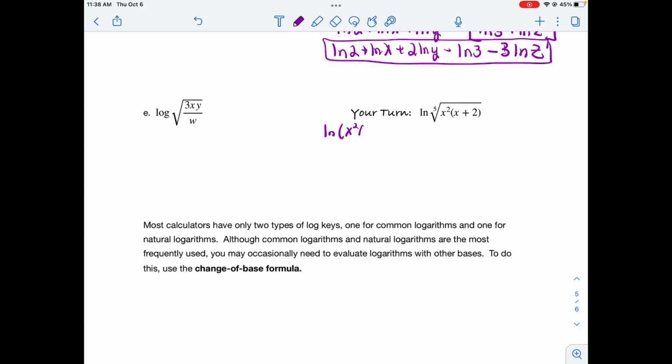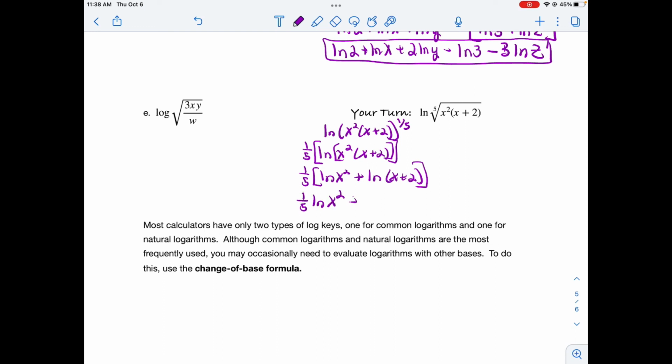Okay, let's see how you did on this one. So first I'm going to rewrite that fifth root as to the 1/5 power. Bring that 1/5 to the outside. Then I'm going to use my product rule. And then for the first term, I'm going to use my power. I'm going to distribute the 1/5 to each of the terms.